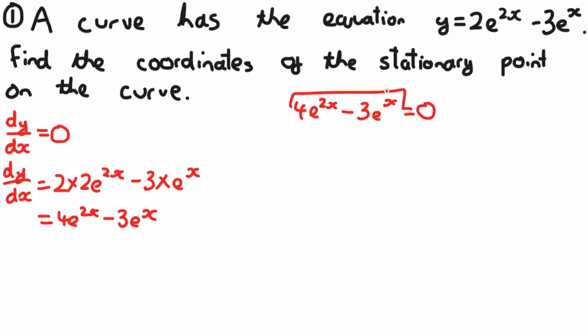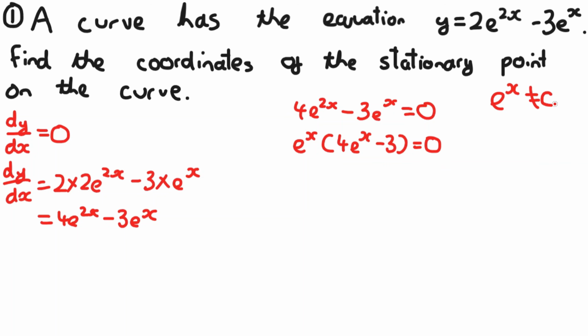Okay, we can see that e to the power of x is common in both of these terms, so we can factorize this out, so it becomes e to the power of x multiplied by 4e to the power of x minus 3 is equal to 0. And as e to the power of x cannot be equal to 0, there is no value of x for which e to the power of x can be equal to 0, we can therefore divide both sides by e to the power of x, so it becomes 4e to the power of x minus 3 is equal to 0, and then we just solve this for x.